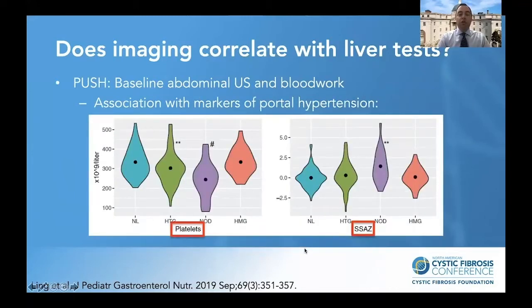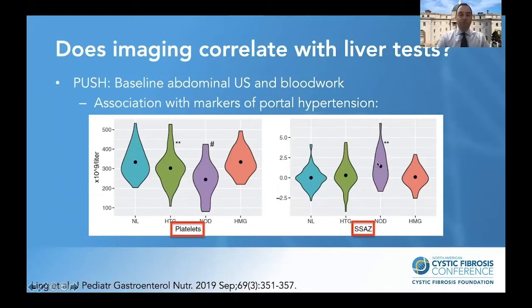Furthermore, the association between the ultrasound findings and markers of portal hypertension was detected, particularly with those with a nodular liver and with heterogeneous findings having lower platelet counts compared to those with normal ultrasound findings, and those with spleen size adjusted for age, with an increase in this marker for those with nodularity as a surrogate marker for portal hypertension.